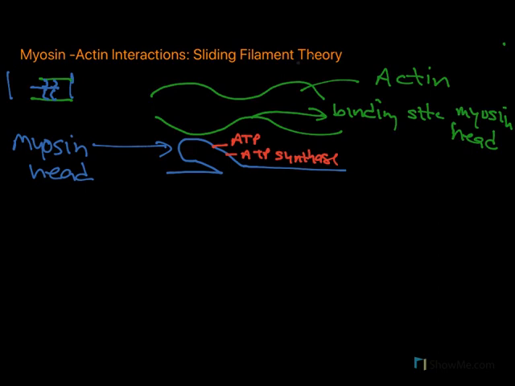Now, the myosin head will have attached to it an ATP molecule and an enzyme, not called ATP synthase, an enzyme called ATPase. Okay, ATPase is an enzyme that hydrolyzes ATP, which means it takes a phosphate group off of ATP.